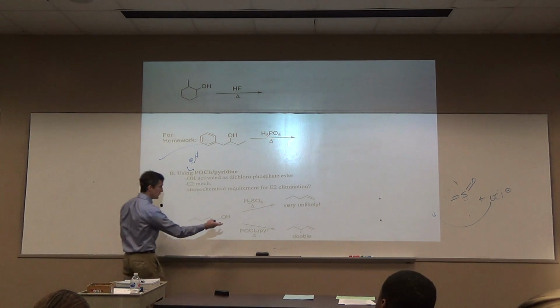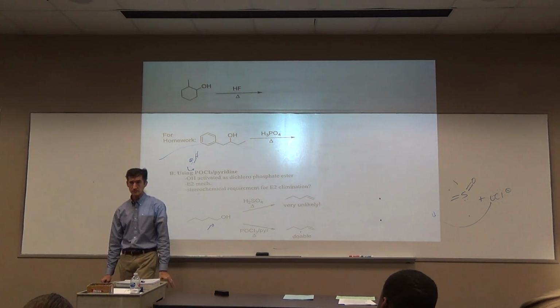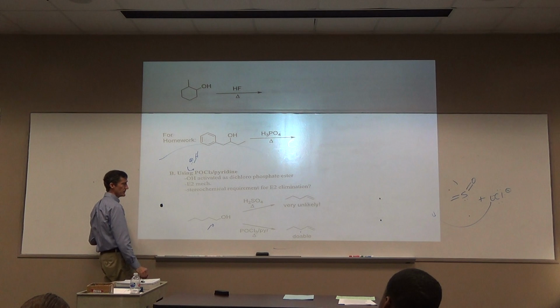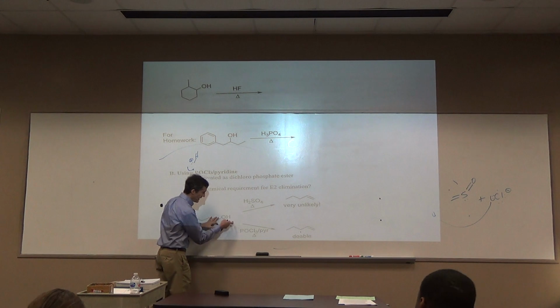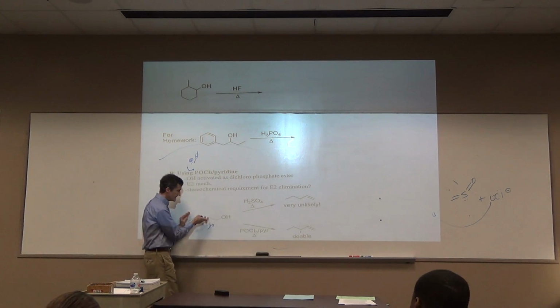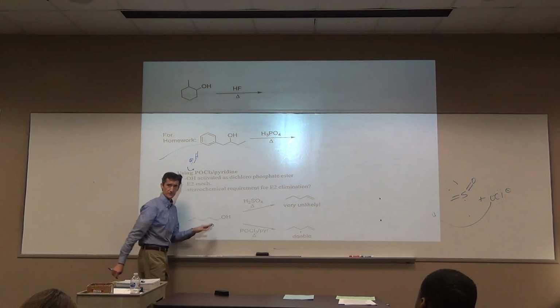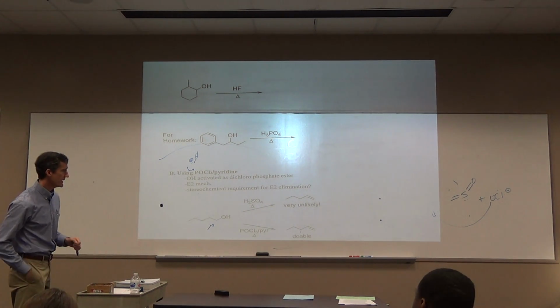But you don't want to do an E1 because it's primary. An alternative is to use POCl3. And we'll look at that. Very similar to our previous reactions with PCl3. This is going to react with the phosphorus and become positive. Then the pyridine will act as a base and eliminate off that positive oxygen. Okay? And we'll do that mechanism next time.